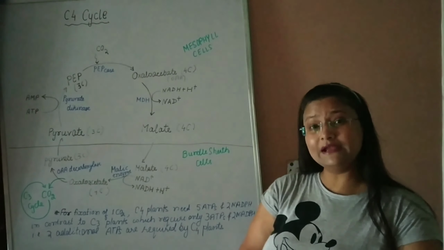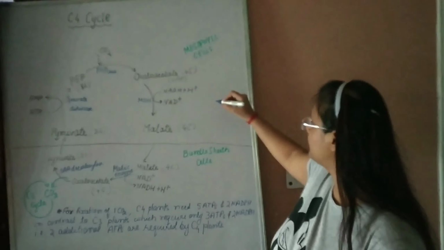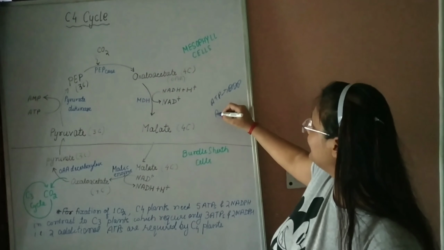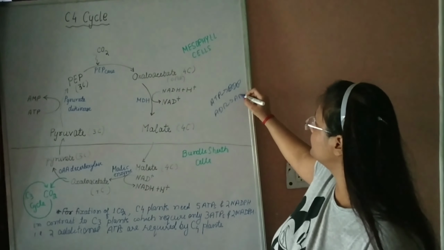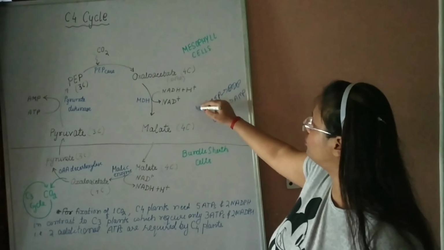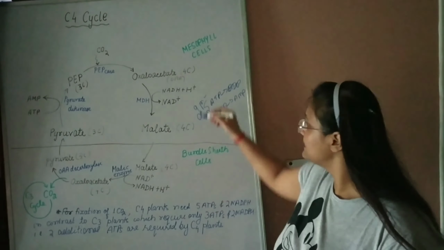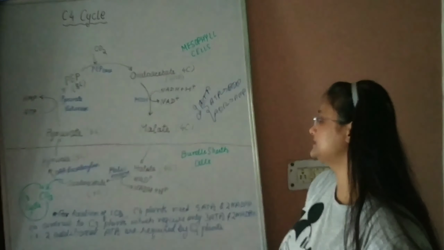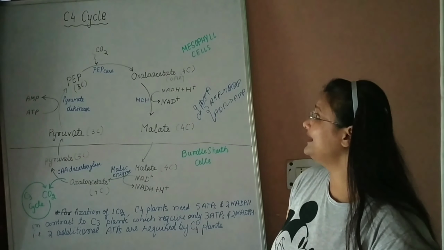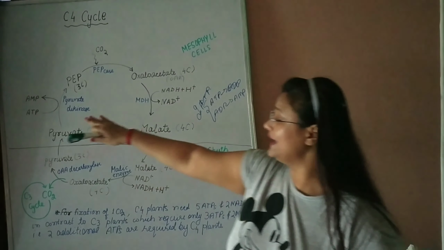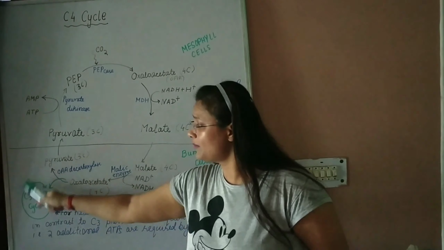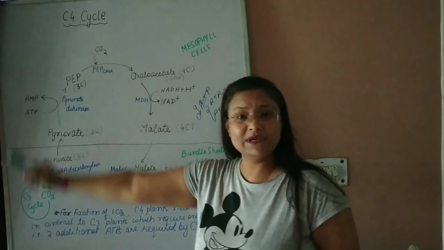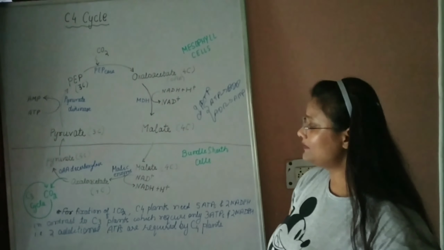That means 2 phosphate groups are being used here. So that means first ATP to ADP, then ADP to AMP. So that means 2 ATP equivalent energy is being used here. This is the major regulatory step. So that means in C4 plants, the C3 cycle is being operated over here also. But here, 2 ATPs are additionally being used to convert pyruvate into PEP.